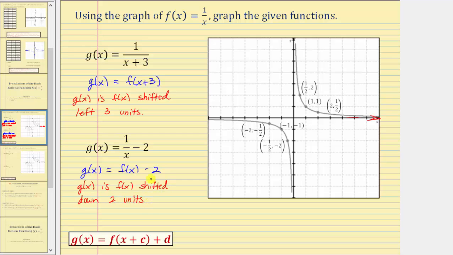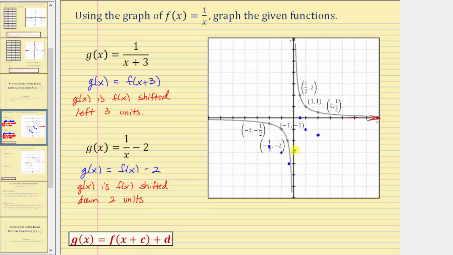And this should make sense because if we take the function values or y values of f of x and subtract 2, it will shift each point down 2 units. So let's take these 6 points and shift them down 2 units. So the point 1/2 comma 2 down 2 units would be here. This point down 2 units would be here. This point down 2 units would be here. And now for these 3 points, down 2 units, down 2 units, and down 2 units.